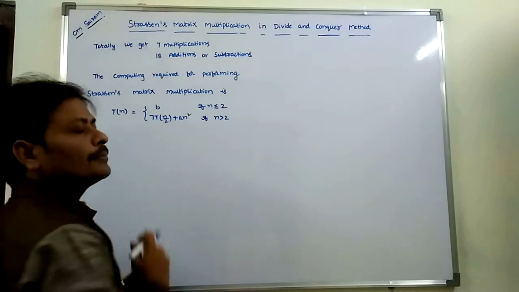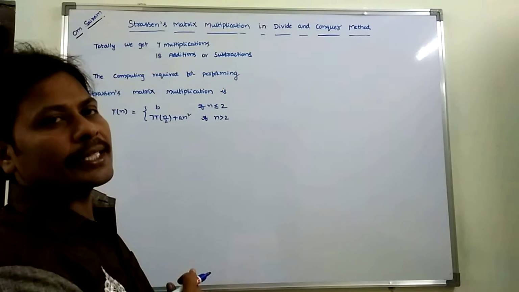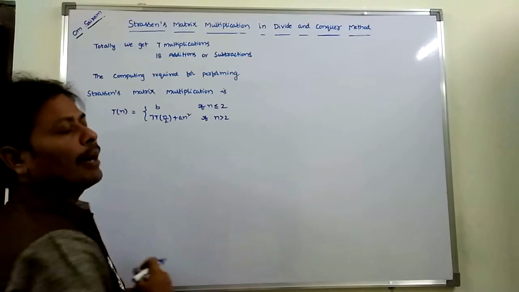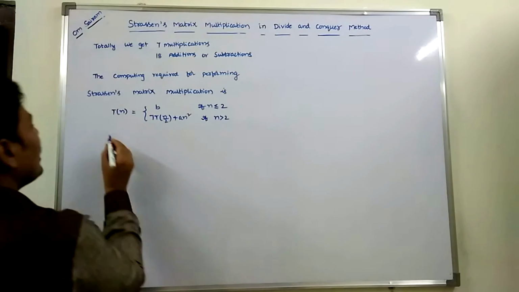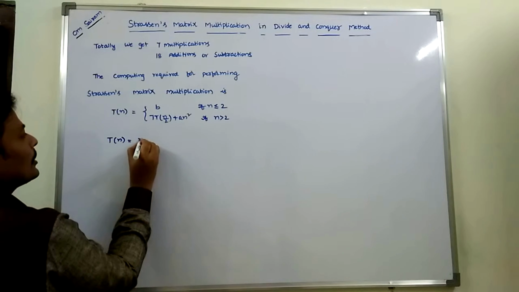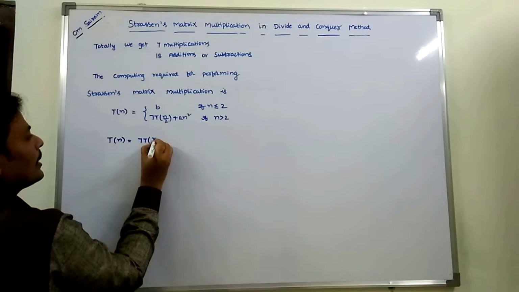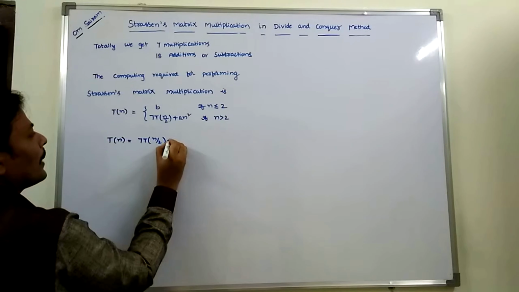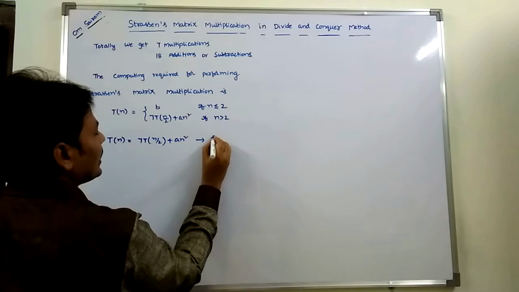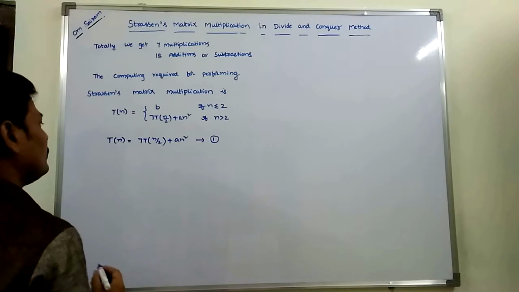For performing 7 multiplications, how much time is required? 7T(n by 2). So now T of n is equal to 7T(n by 2) plus a n square. So this is equation 1.